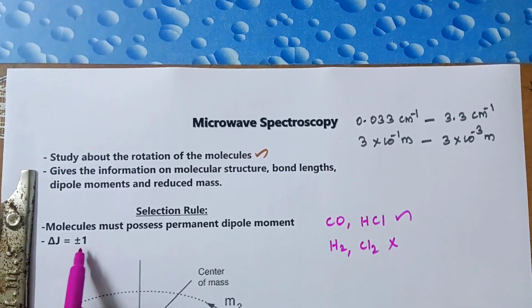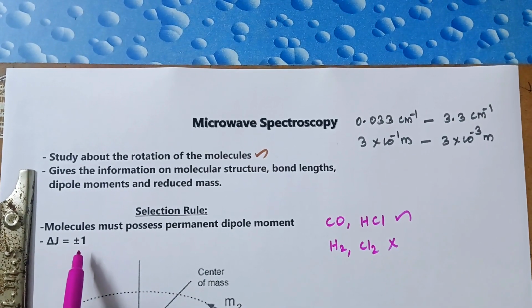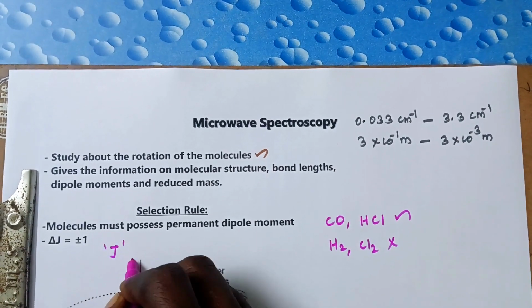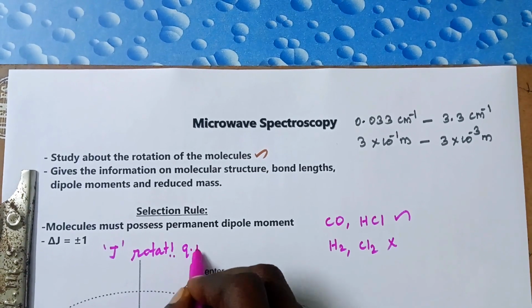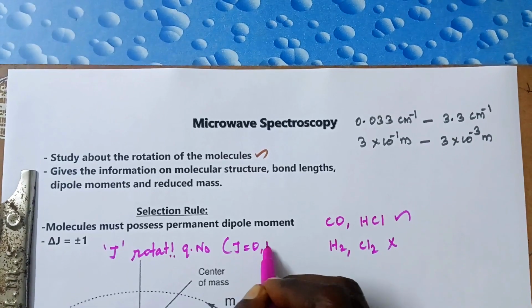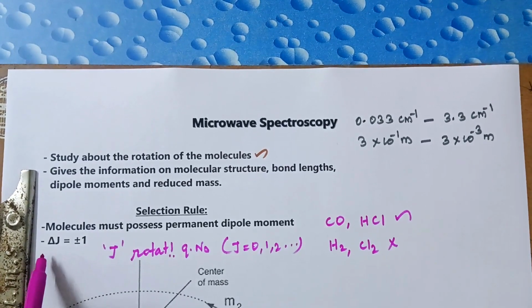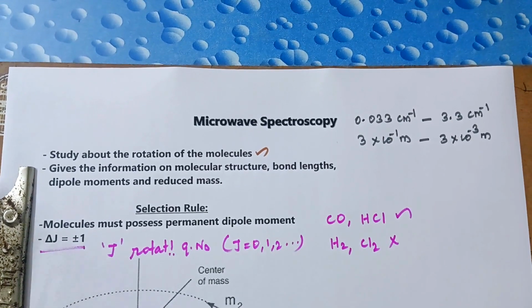The second selection rule is delta J equal to plus or minus 1. J denotes the rotational quantum number. The values are J equal to 0, 1, 2 and so on. We'll discuss the second selection rule later with some illustrations.